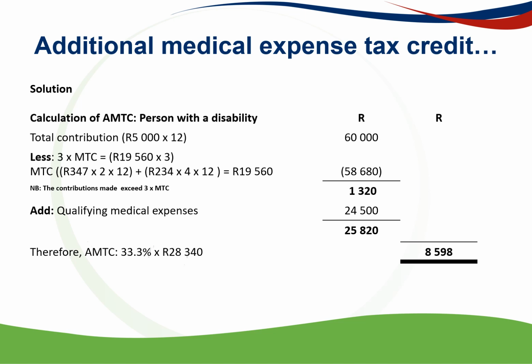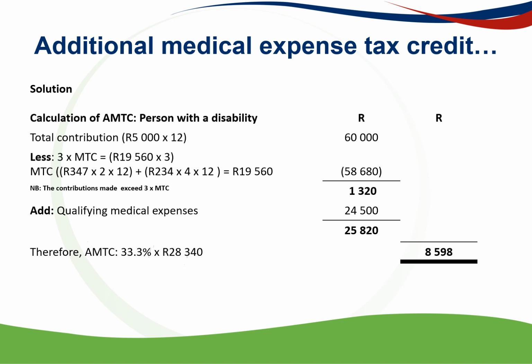The change comes in here where we say 3 times MTC. Remember, in the first scenario, when it was no disability and under 65, it was 4 times MTC. Very, very important to note this 3 times or 4 times. Where do we get it? Legislation again. So if you work out 3 times MTC, you get 58,680. The difference is 1,320. Add your qualifying medical expenses, 24,500, and that gives you 25,820.